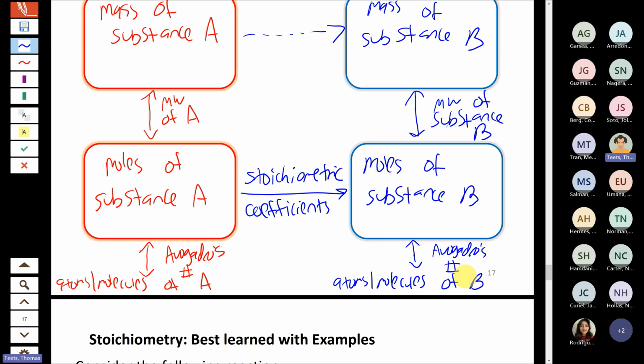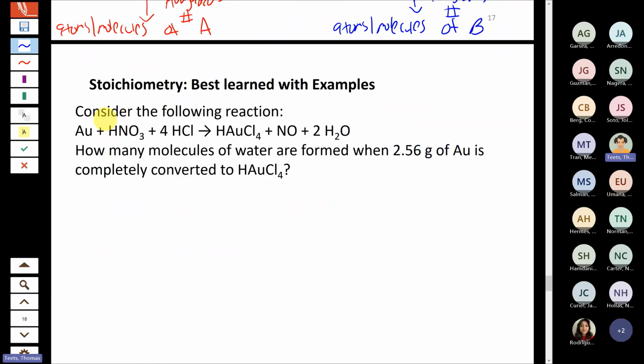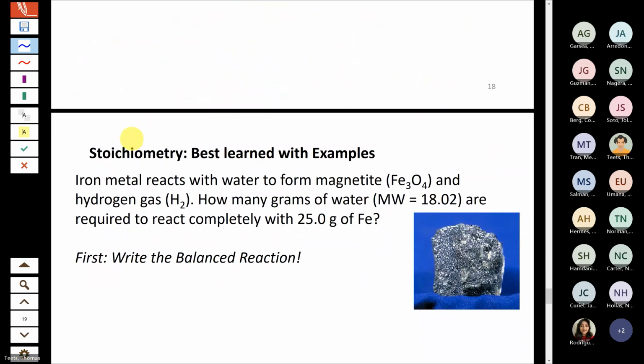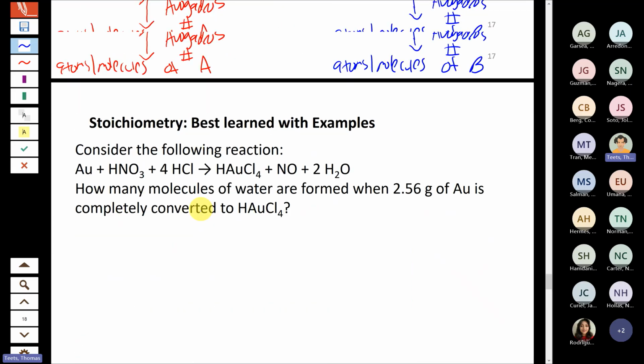All right. So stoichiometry is best learned with examples. I don't know if I have time for all of these. I think I'm just going to do one example. We'll start with one, see how far we get.